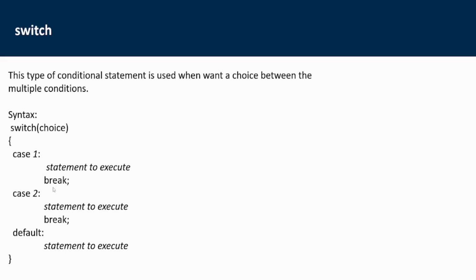Why the break is there? Break is used for terminating from this, because the switch is executing one particular thing at a time. If break is not there, then even if I am not mentioning that case 2 has to be executed, it will execute case 2 as well. So we will see practical and how exactly it is going to be. So quickly let's dive into the practicals.